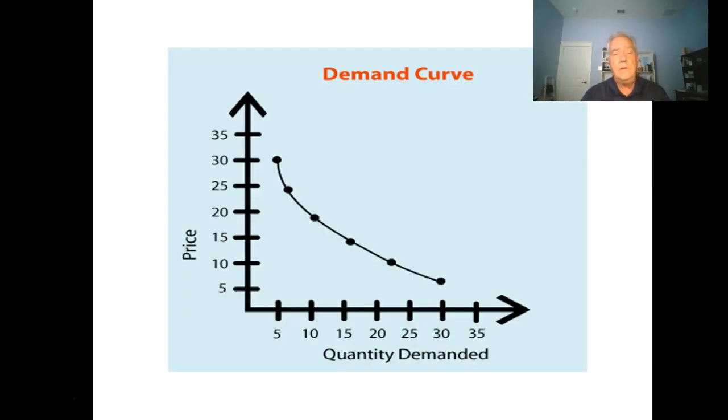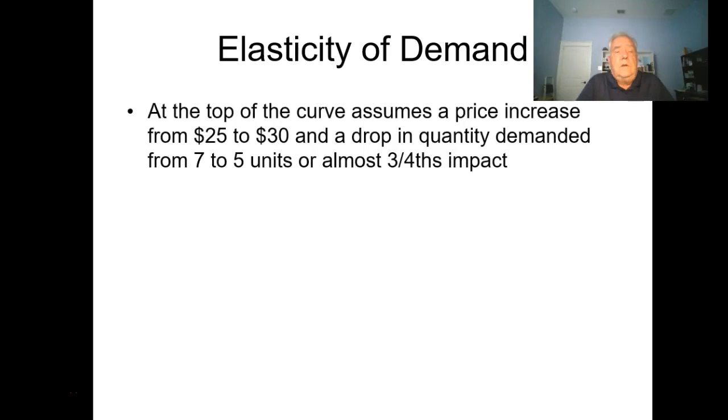Okay, so here's our demand curve that we've been using throughout our examples. $30 for a price, 5 units. The price drops to 7, we pick up five more units. Now I skipped through this, but I'm going to spend time on this. All right, so top of the curve, let's assume that the price increases from $25 to $30. The quantity demanded drops from 7 to 5 units. That's almost a 3/4 impact, or 75%.